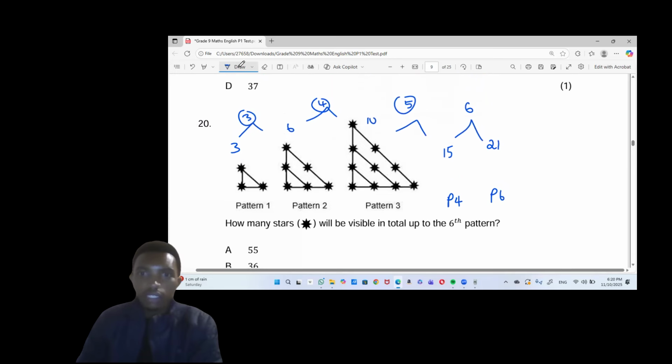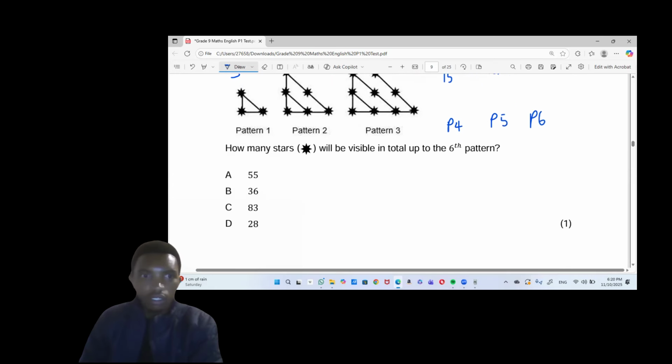No, I skipped something. Remember, I have P4. This was supposed to be P5, not P6. So this one is P5. And then now, here we're supposed to have how much? 7, right? So 21 plus 7 is 28. P6 is how much? 28, which is D. It is D.